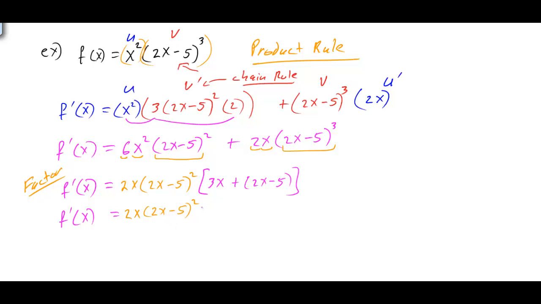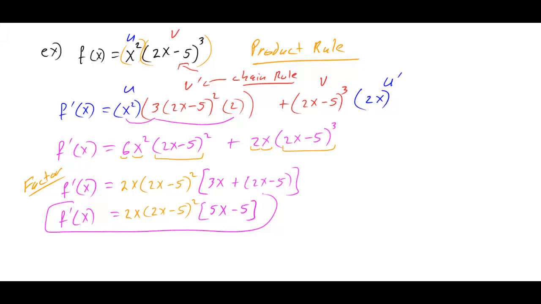Now, inside of the brackets here, we have the 3x plus (2x - 5). We don't necessarily need the parentheses around the 2x - 5, so if we distribute here, we get 3x + 2x - 5. The 3x plus 2x is 5x. So we're left with 5x - 5. And that is your final answer.